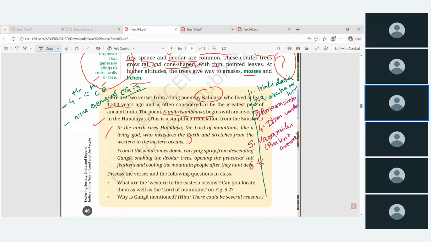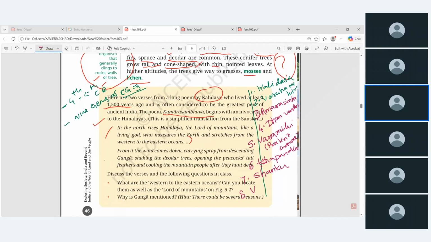Kshapanaka, K-S-H-A, Kshapanaka. He's an astrologer. And the seventh one, Shanku. He's an architect. Shanku, who is the architect.